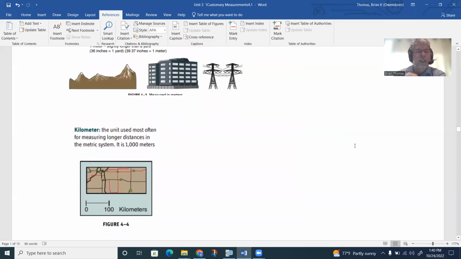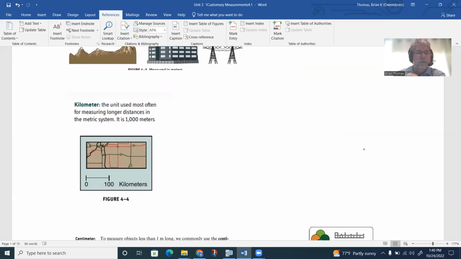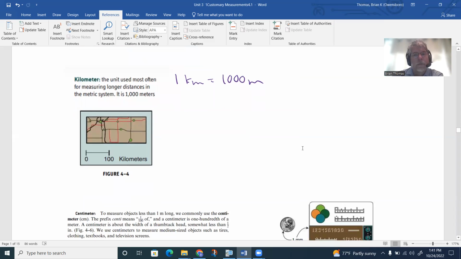Now, if I put the prefix kilo in front of it, we have what's called a kilometer. A kilometer is very similar to miles. They're used to measure long distances. A lot of times, if you have cars, it'll register in miles, but it can also be measured in kilometers. So notice that a kilometer is 1,000 times bigger than a meter. So 1 kilometer is 1,000 meters, is what that's essentially saying.